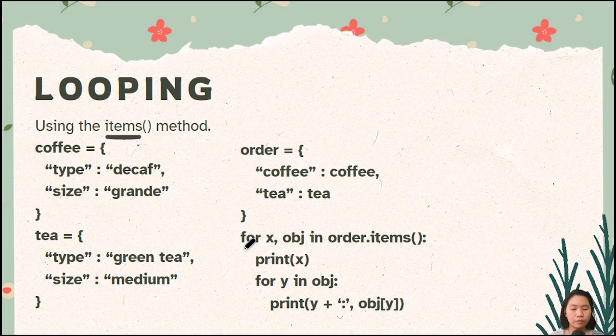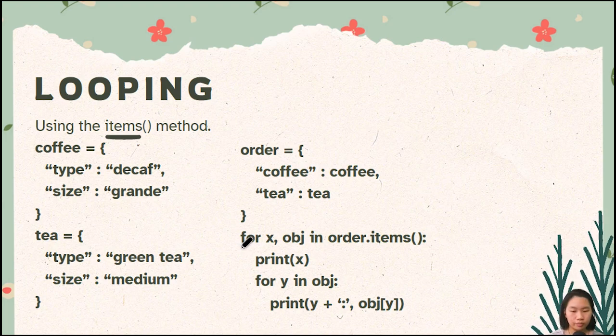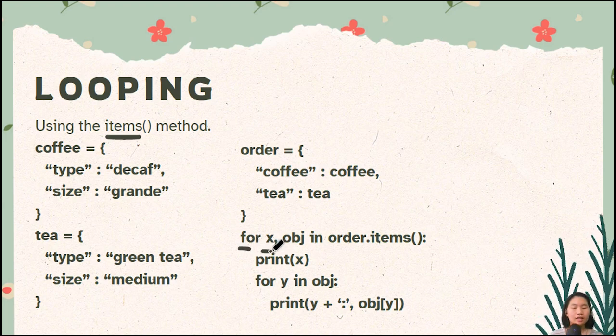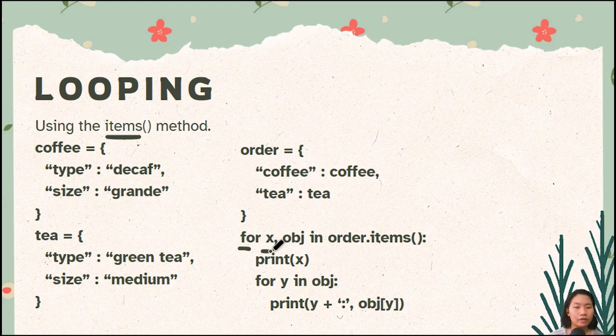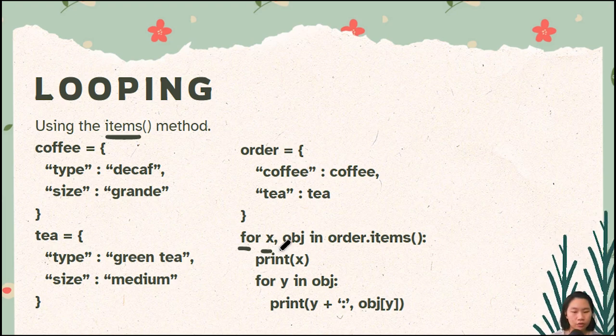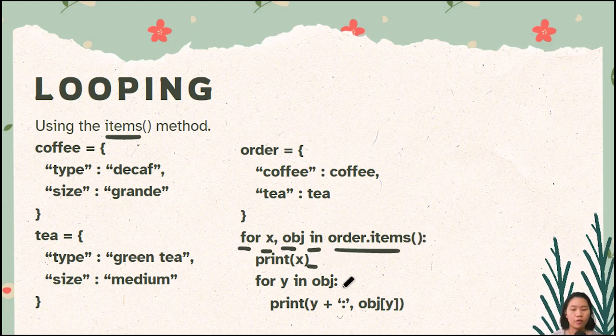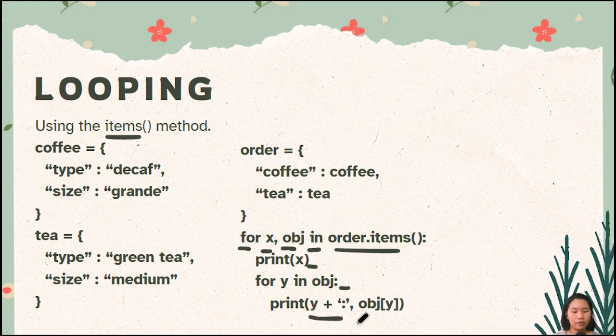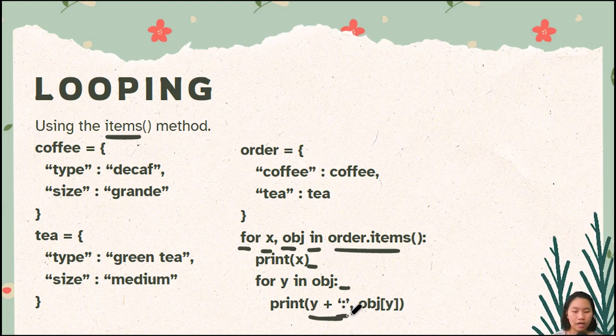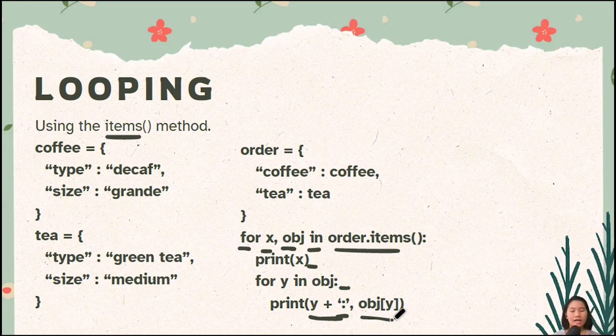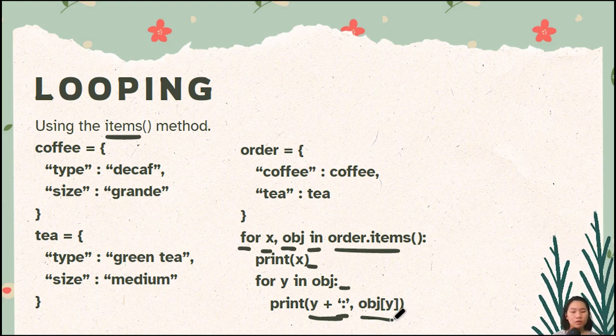And so I'm using a for loop. For x, once again, x and obj or object are just placeholders, and you can use different names for these things to make it more clear, to make it more concise, which I will be demonstrating to you in a bit. So let's continue. Obj or object in order dot items, no argument here. Print x, and then for y in object, print y plus, this little string, object with the index y. Okay, so what would this look like?